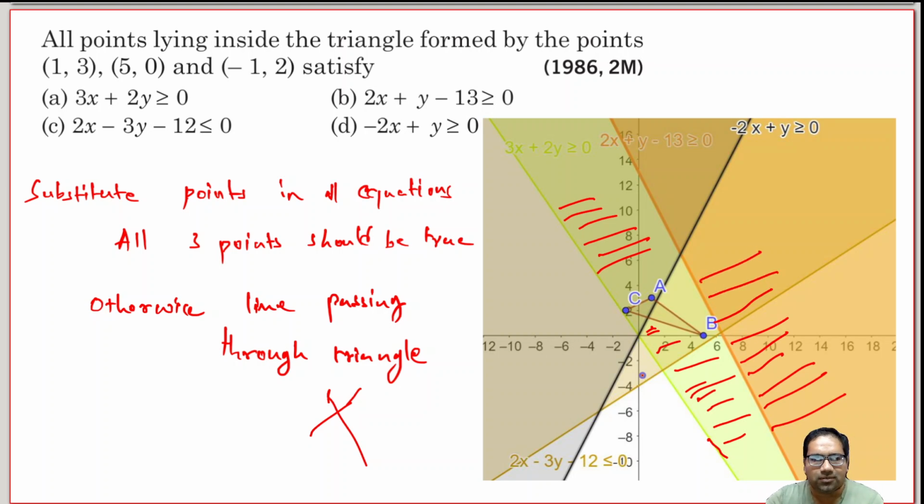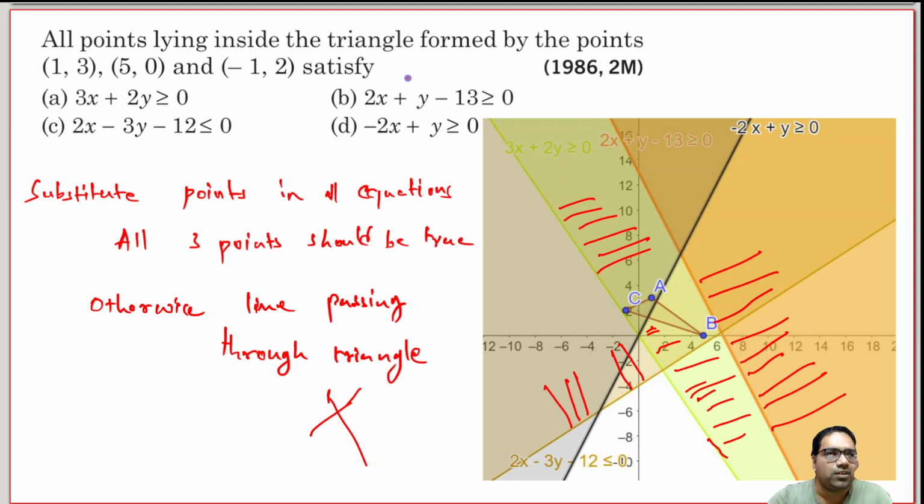Similarly for the fourth one, 2x minus 3y minus 12 is less than or equal to 0. When we substitute the origin, 0 minus 12 is less than or equal to 0, which is true. That means the region we are talking about includes the origin. So that is this region. Right. So basically, we know what the four regions are.